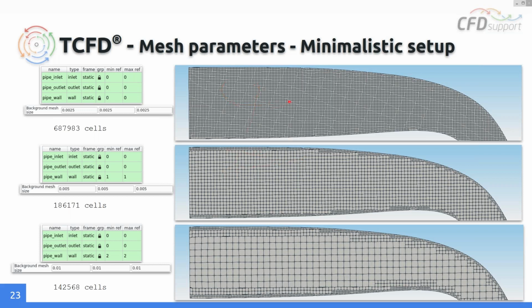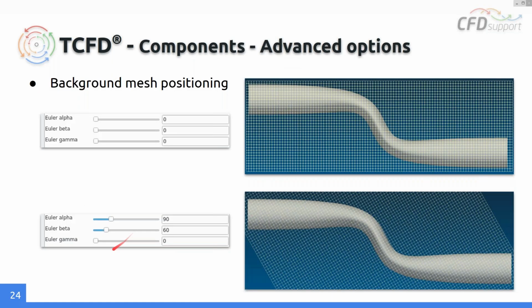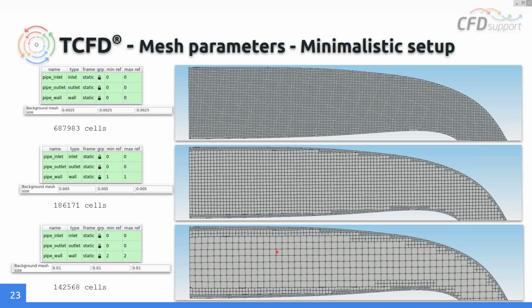I would like to save some cells inside, so I can double the size of the background mesh to 0.005, but I would like to have the same refinement at the wall as in the previous case. So I will set 1 here, and I have the same topology at the wall, but a rougher mesh inside. And I save 500,000 cells, for example. Similarly, I can go to an even rougher mesh. Of course, it always depends on the application, what you intend to get from the simulation.